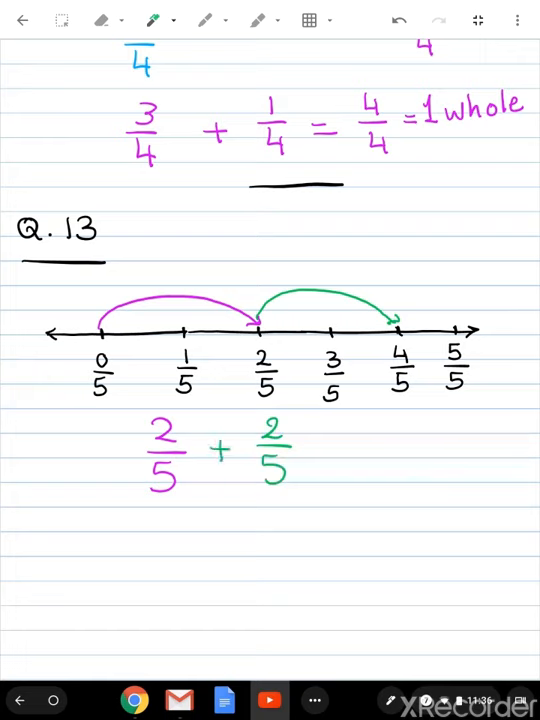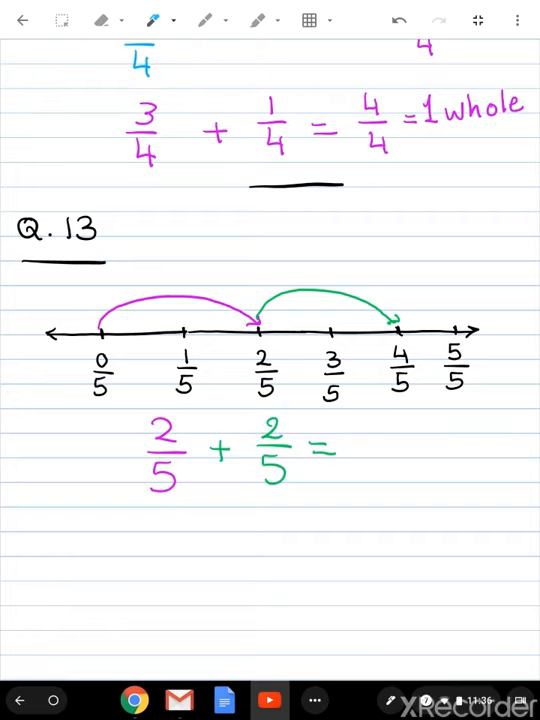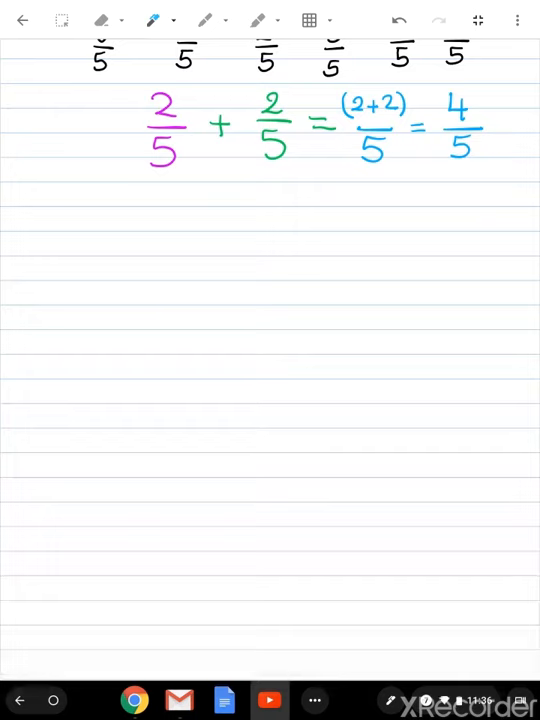So when we add them, what will be the answer? The denominators are the same, so here we will have the 5 also as a denominator. Then we will add the numerators, 2 plus 2. So this means that the total will be 4 out of 5. This is how we add on the line of numbers. We have another thing to know when we add fractions.